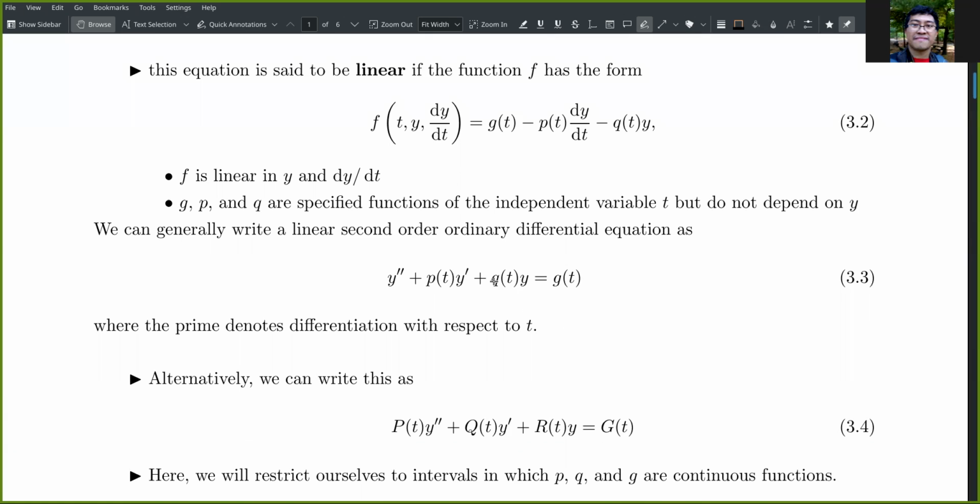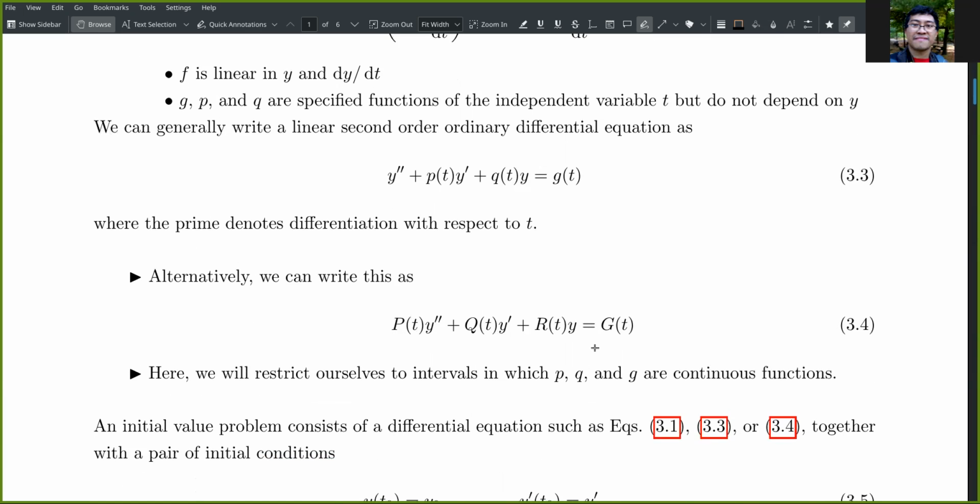Alternatively, we can multiply both sides by p(t) and then combine the constants. So you have P(t)y double prime plus Q(t)y prime plus R(t)y equals G(t). Here we will restrict to intervals in which p, q, and g are continuous functions.